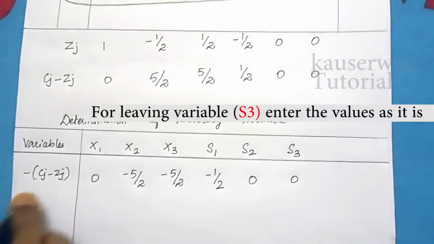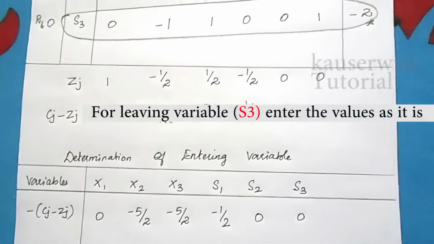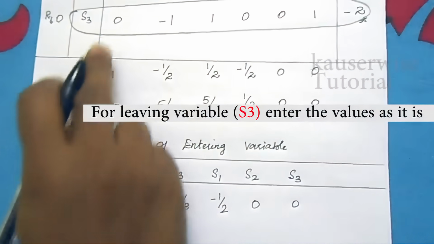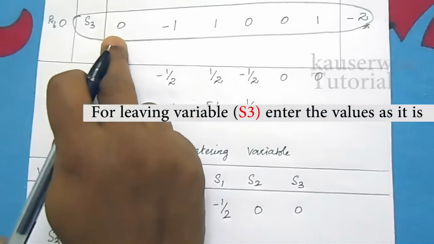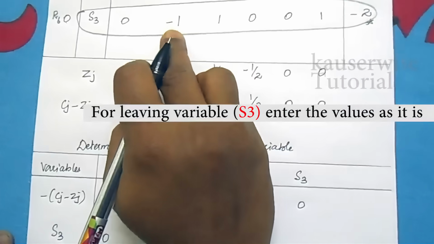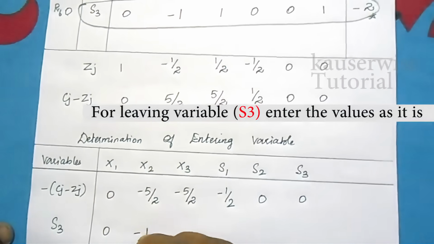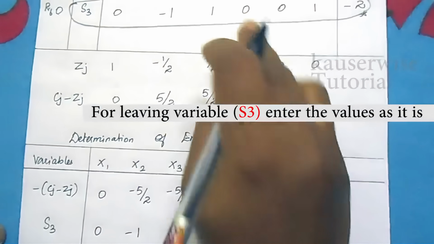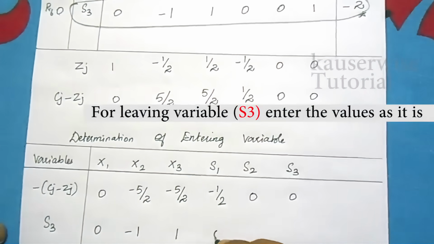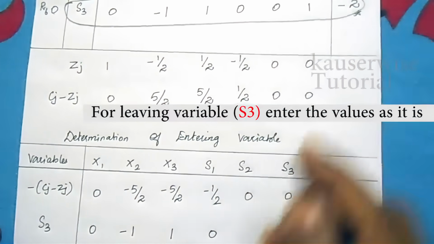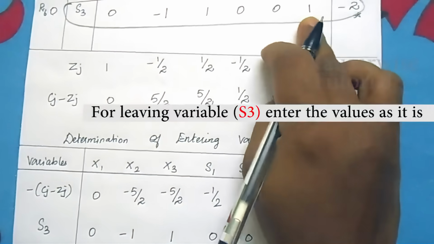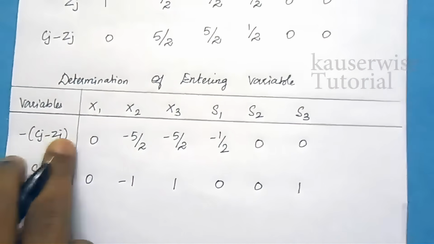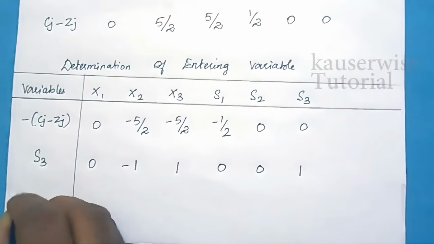Now take the leaving variable values. The leaving variable is S3. Take the S3 values: x1 is 0, x2 is minus 1, x3 is plus 1, S1 is 0, S2 is 0 and S3 is 1. After entering these values, now we need to find the ratio.